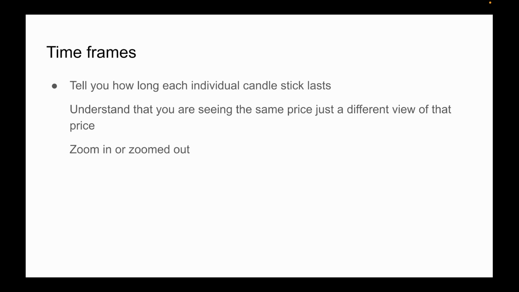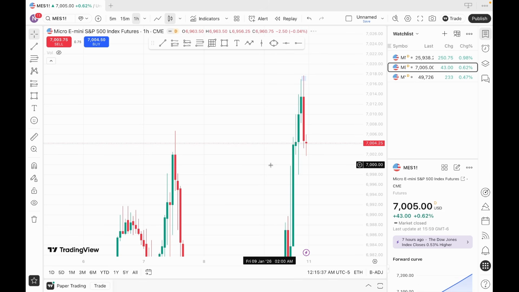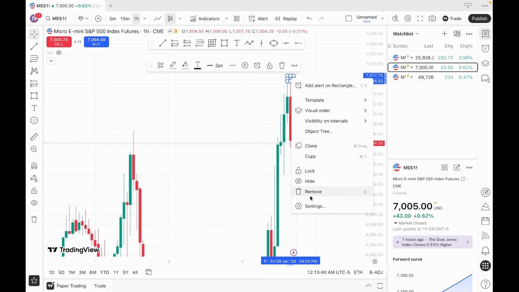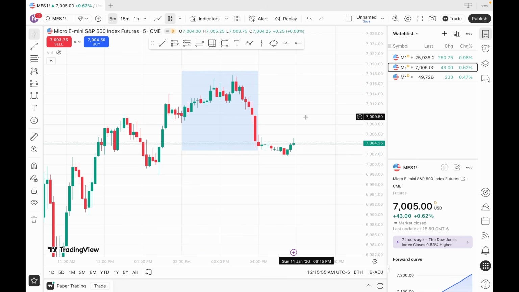So time frames tell you how long each individual candlestick lasts. Understand that you are seeing the same price just in a different view of that price, either zoomed in or zoomed out. So for example, let's say we go into the 1 hour. Let's say I highlight this 1 hour candlestick. If I zoom in to the 5 minute, that would be 1 hour. You see what I mean?